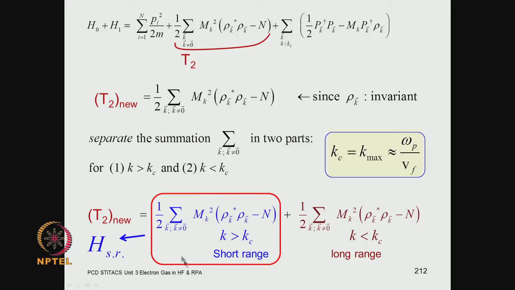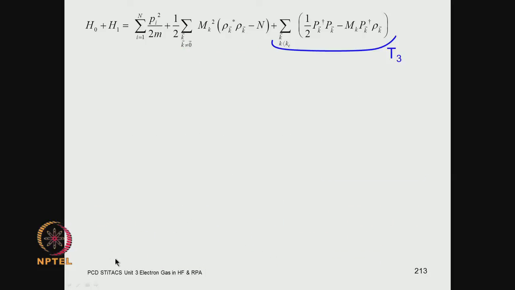This is the short range interaction, which I will write as H subscript SR for short range. What about the term T3? Now, T3 is made up of these two parts. So, the transformed operator resulting from the unitary transformation of the term T3 will be U inverse T3 U.